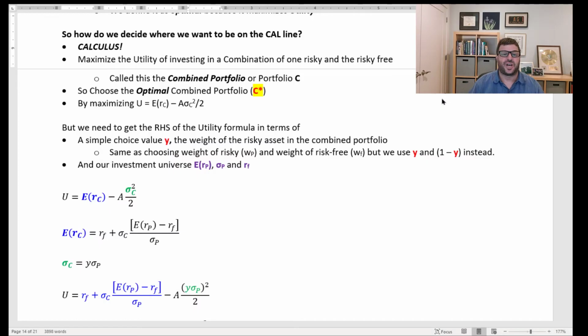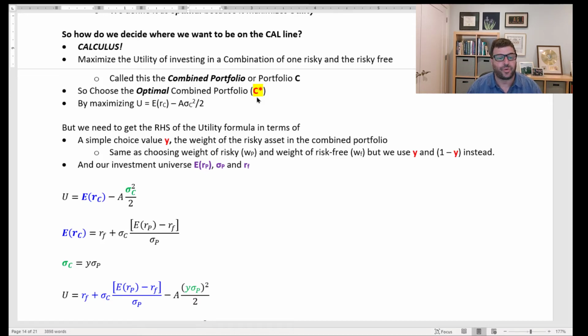So we need to decide where we want to be on the capital allocation line. And to do this, we need to do a little bit of algebra and a little bit of calculus. The way we want to think about this is that an investor chooses Y, the allocation between the risky and the risk-free, in order to find the best combined portfolio C star, which maximizes utility.